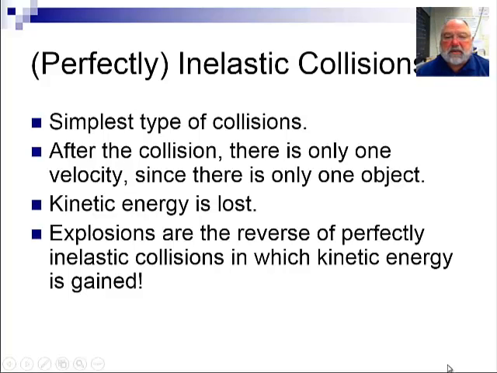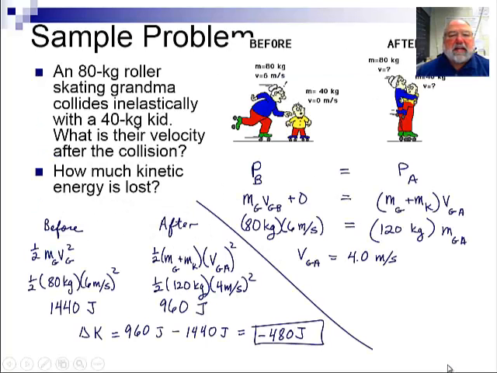I'm going to just take you through this, trying to save some time. We have an 80 kilogram roller skating grandma colliding inelastically with a 40 kilogram kid. What is their velocity after the collision? How much kinetic energy is lost? So on the right hand side, the momentum before: the kid is standing still. We have the mass of granny times the velocity of granny, plus the momentum of the kid, which is zero. So 80 times 6.